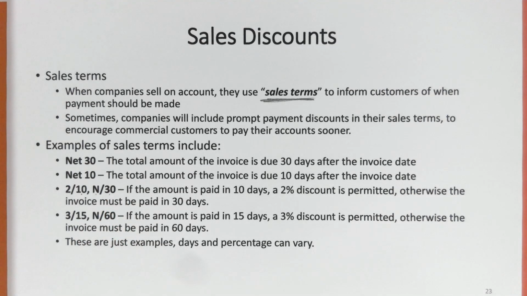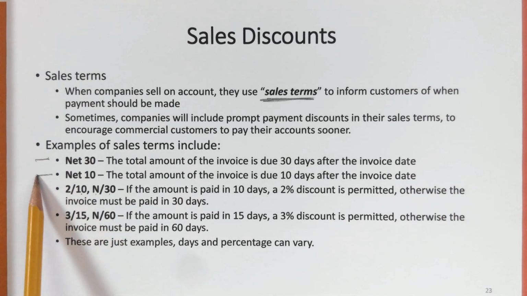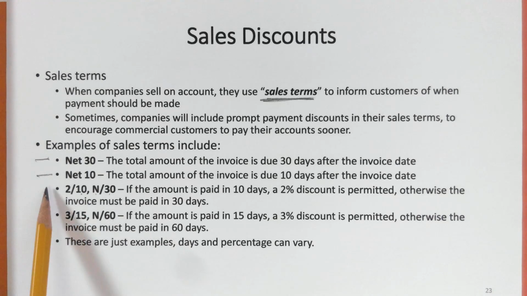And these terms can be just about anything. Here's another one. 3/15, net 60 means a 3% discount if paid within 15 days, where the full amount of the invoice, the net amount of the invoice, is due in 60 days. Now, these terms up here are pretty popular. The net 30 days, net 10 days. This is pretty popular too. 2/10, net 30, meaning a 2% discount is afforded the customer if they pay within 10 days. Otherwise, they have to pay the full amount in 30 days.